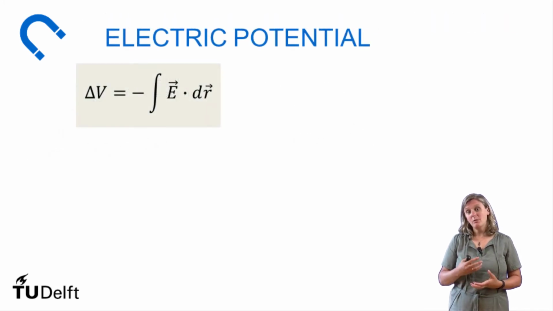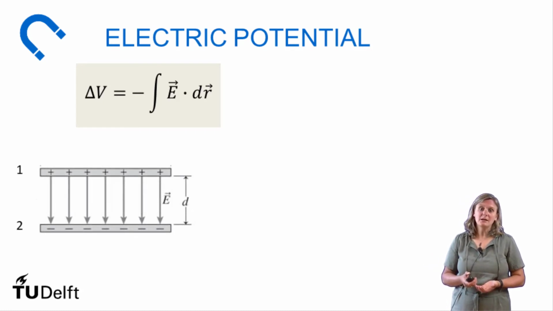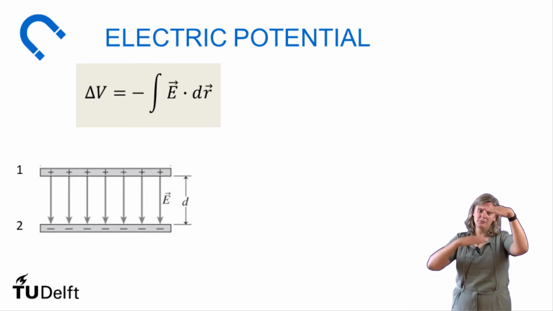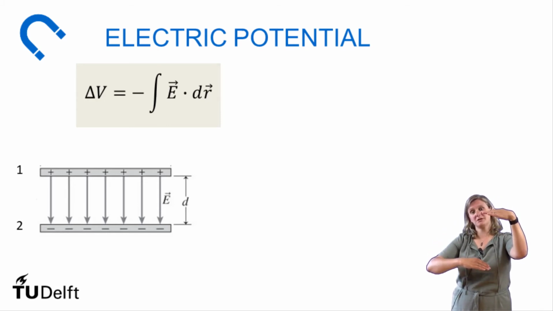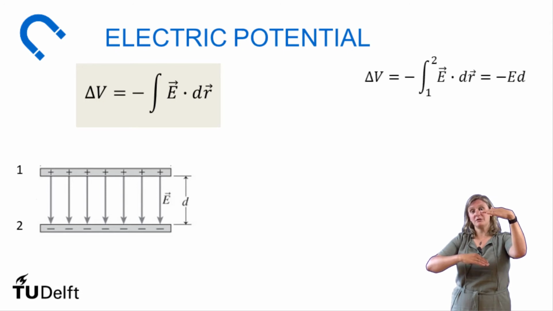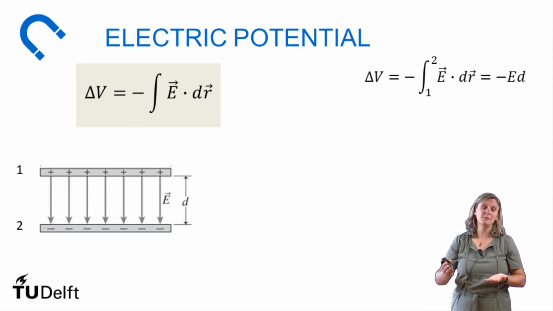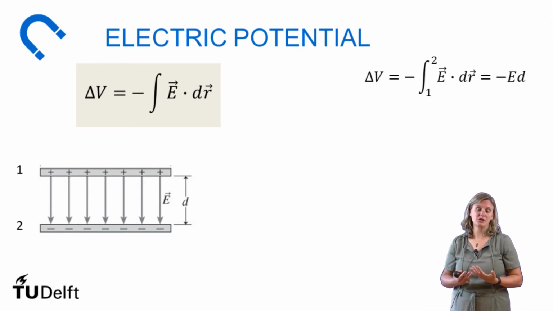Okay, so now we know that the electric potential is basically the integral of the electric field over the distance we've traveled, dr. So if we now look at a specific case where we have charges on top and charges below, and we get the electric field between those, that's what we learned in the previous section, then the potential difference is basically the integral of the electric field times the distance we traveled, dr. And in this case, because the electric field is not a function of r, it's simply minus E times d. So this is how we can calculate the potential for an electric field.